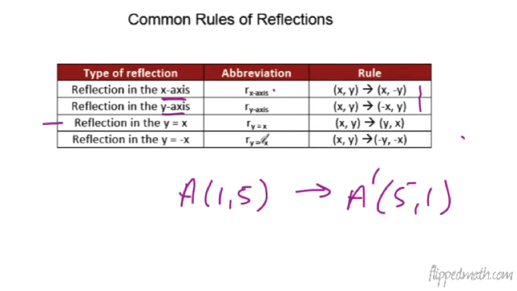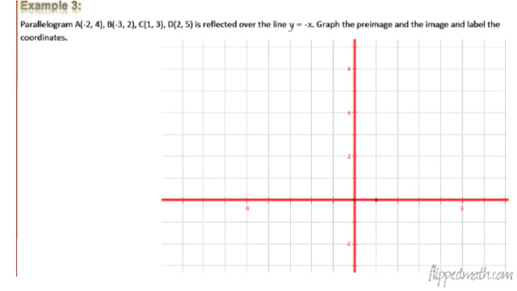We also have the line y equals negative x, and that's the coordinates for that. (x, y) goes to (negative y, negative x). All right, so you have these rules. You're going to have to look at it and study it. Am I going to tell you these rules? No, because you could always just graph it and figure it out yourself.